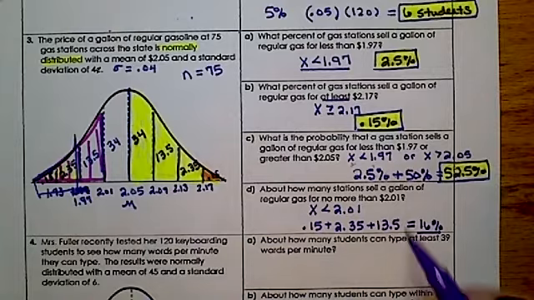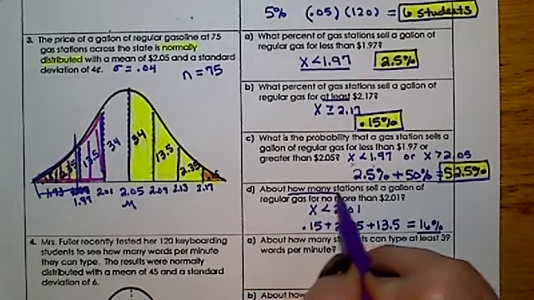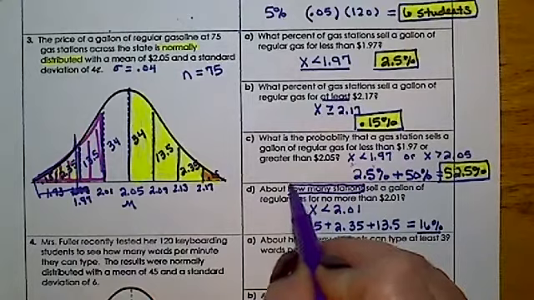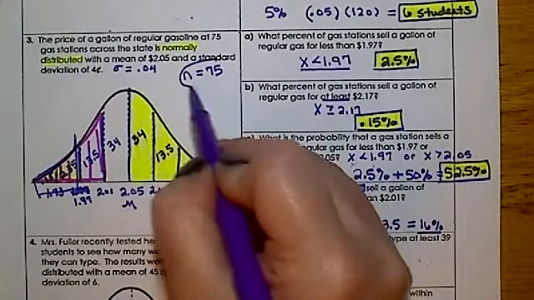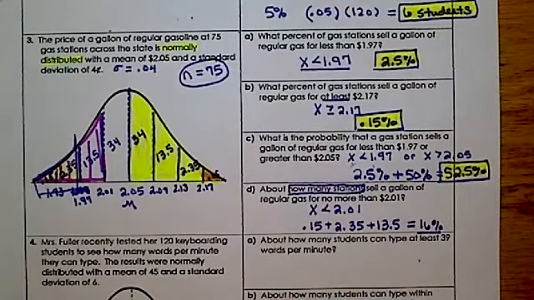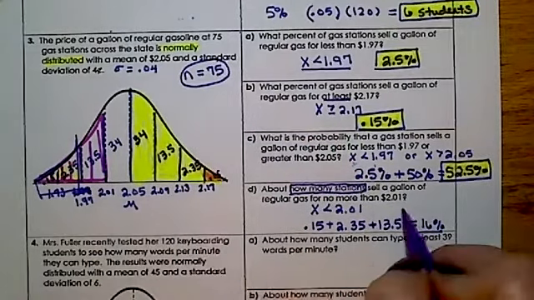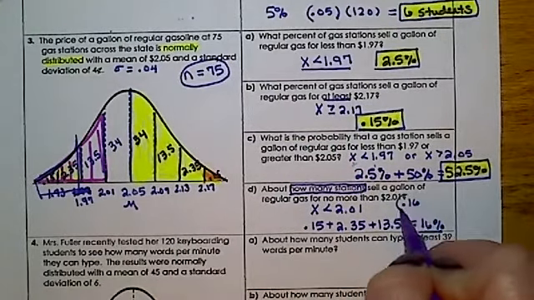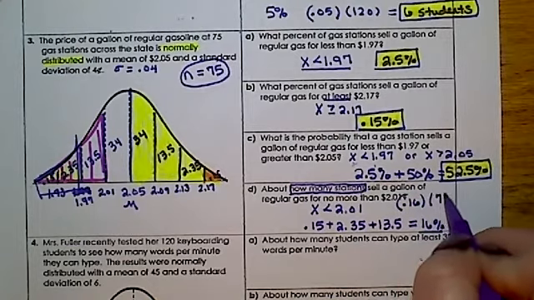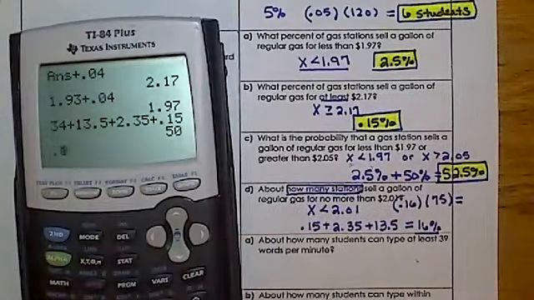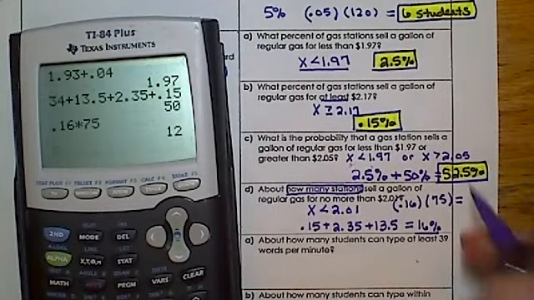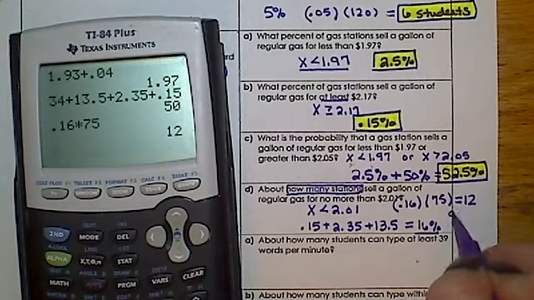Okay, but the question is asking how many stations. So what we have to do is take 16% of the number of gas stations. So we would do 0.16 times 75. And that's approximately 12 gas stations.